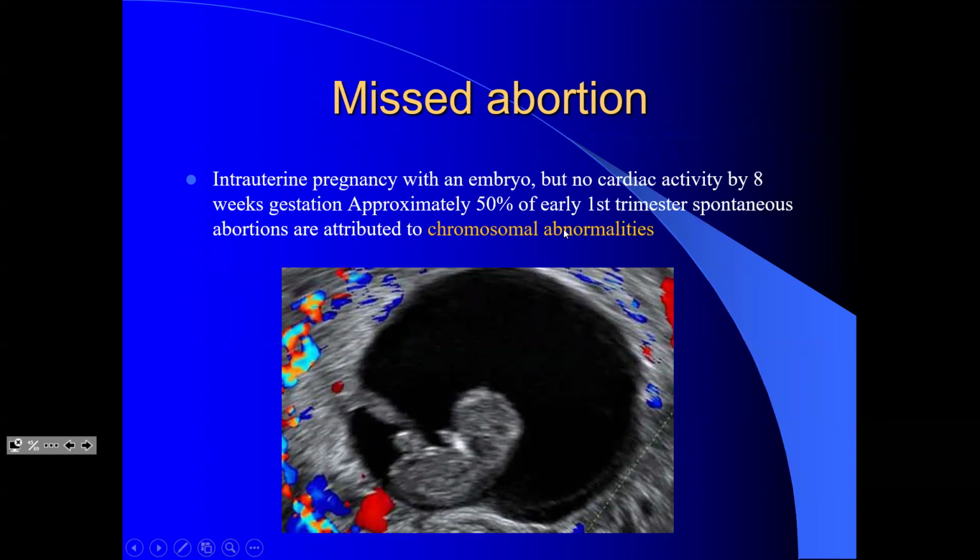Usually the reason for this is chromosomal anomalies. Okay, 50% of early first trimester spontaneous abortions are attributed to chromosomal anomalies. So it's nature's way of getting rid of these abnormal fetuses.